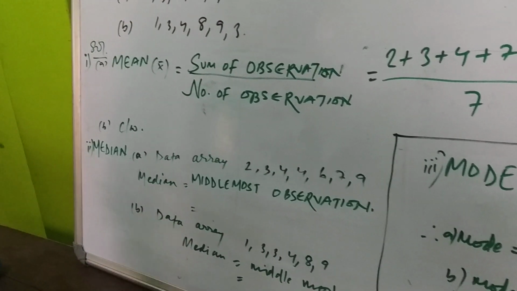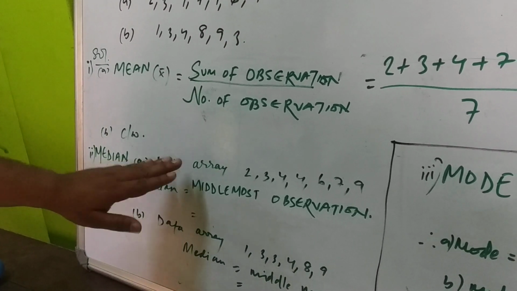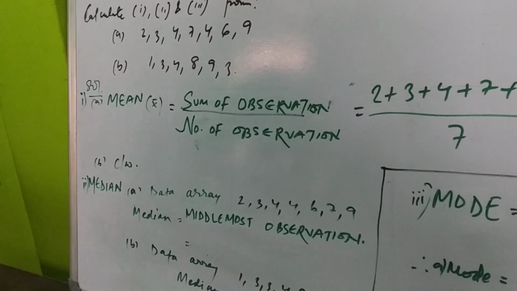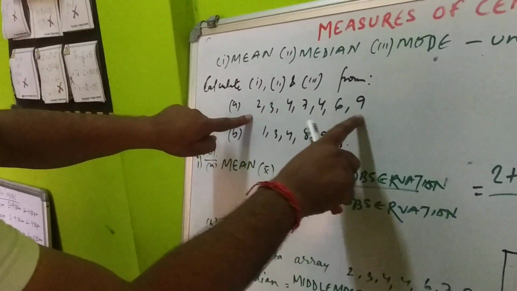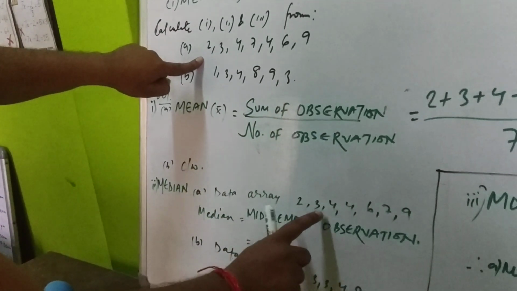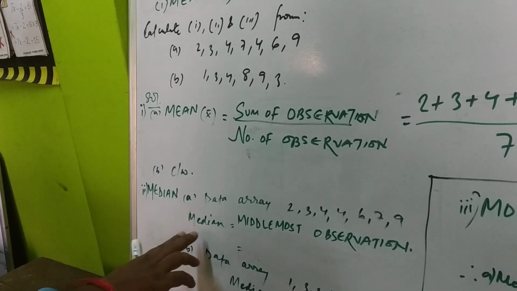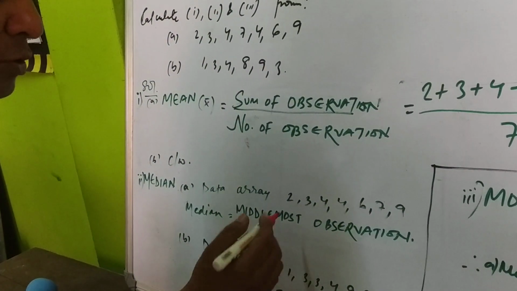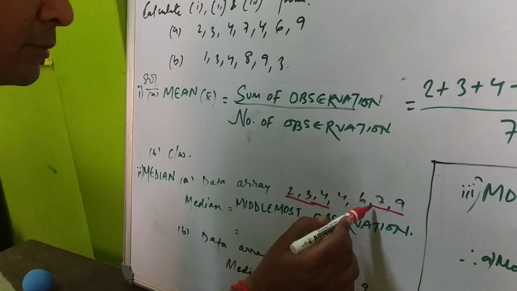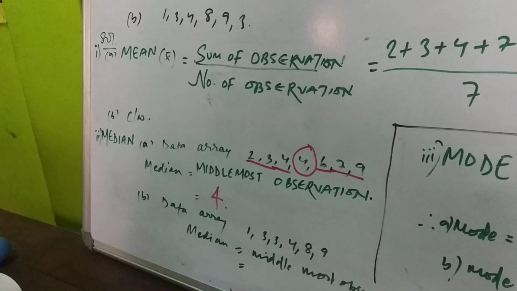Now if I have to calculate median, that is the second measure of central tendency, then the first thing we do is data array, that is arranging the given numbers in ascending order. So first what I have done is I have taken all these numbers but in ascending order. Just see, from small to big, 2, 3, 4, 4, 6, 7, 9. So this has been arranged in ascending order. Median means middlemost observation. So if I leave 2 items here, 2 items here, 1 more item here, 1 more item here, what is left right at the middle is my median.